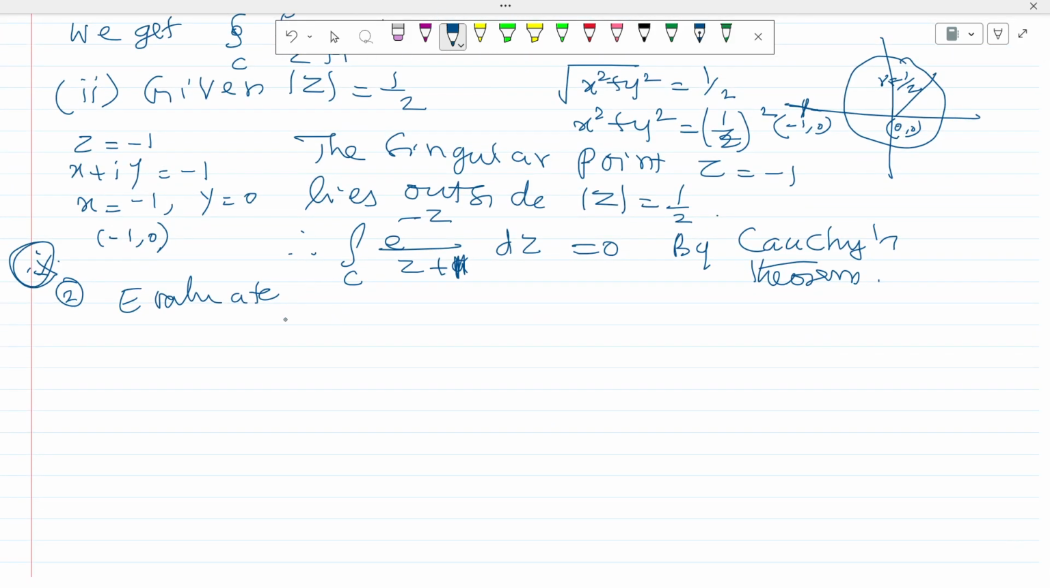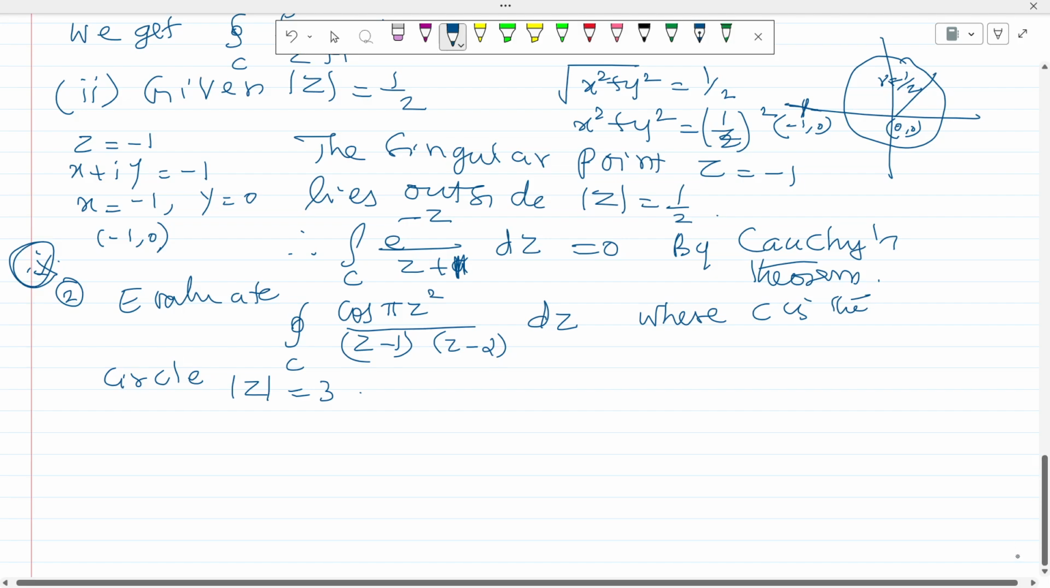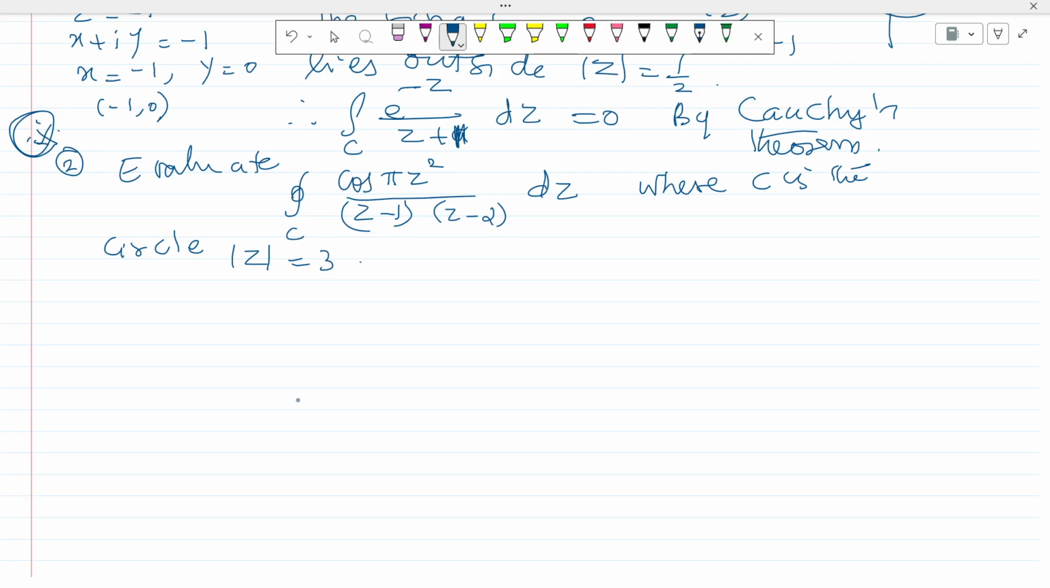Evaluate the integral over closed curve C of cos(pi z square) divided by (z minus 1)(z minus 2) dz, where C is the circle mod z equal to 3. Fine. Write the solution for this.